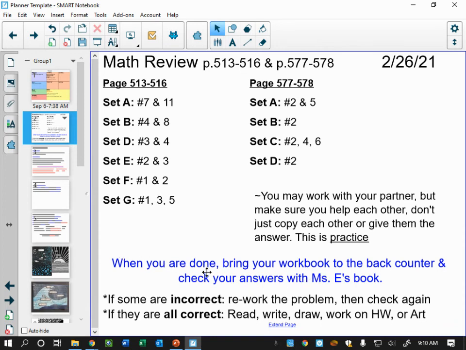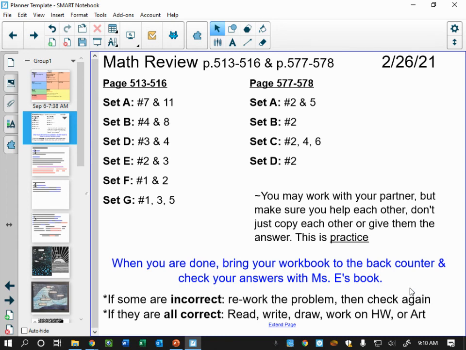Okay, when you are done, you should be bringing your workbook to the back counter and checking your answers in Missy's book. My virtual learners, I will post the answers, but you shouldn't be looking at the answers until you are done with all of your sets. I want all eyes back here on the back counter. Right now, I have my book open to pages 513 through 516. Do you see the yellow tabs over here? So, I have one yellow tab on 513 through 516.